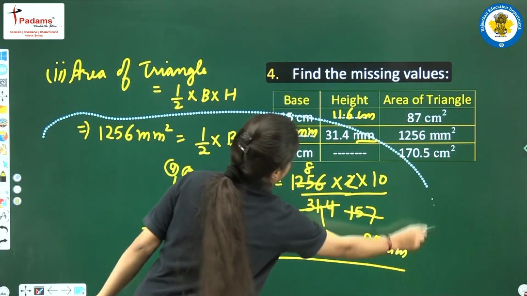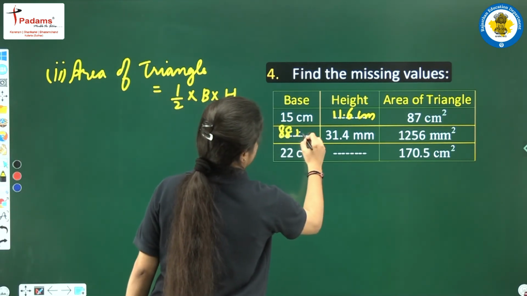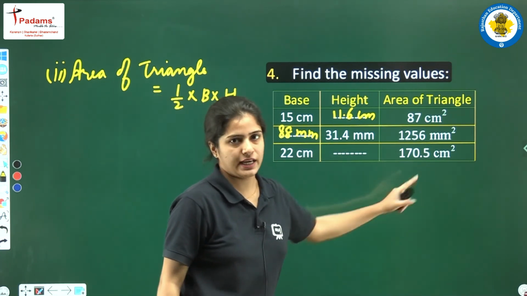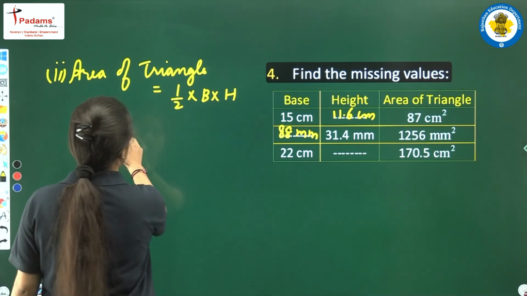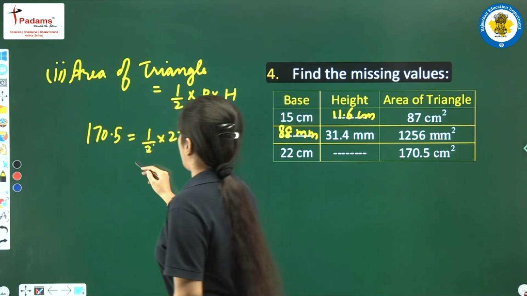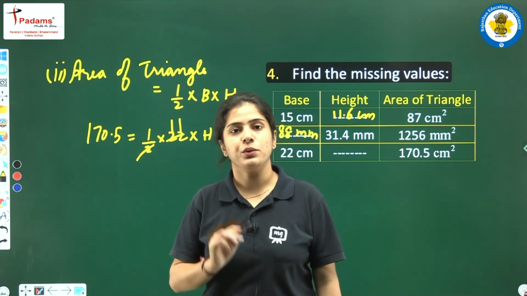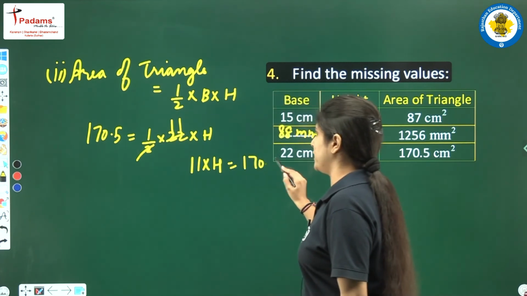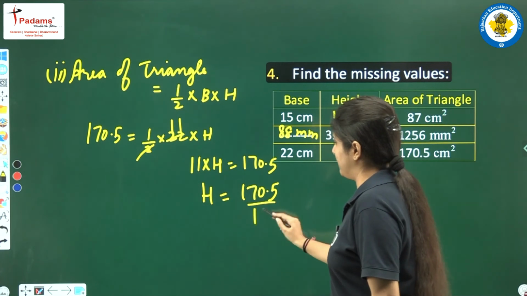नाउ हैव अ लुक एट द थर्ड पार्ट स्टूडेंट्स. दिस इज 88 millimeter, right. Now we know the base, we don't know the height, we know the area. Area कितना है students, 170.5, that is equals to half into 22 into height. हाफ इंटू 22 11 पे कट हुआ. ठीक है, 2 के टेबल पे 22 11 पे आता है, तो 11 इंटू हाइट इज इक्वल्स टू 170.5. So height is equals to 170.5 upon 11.